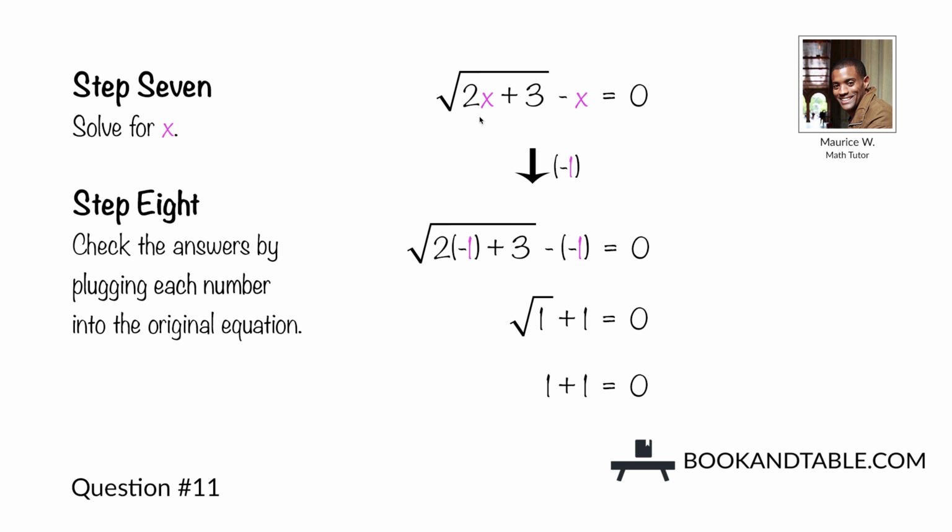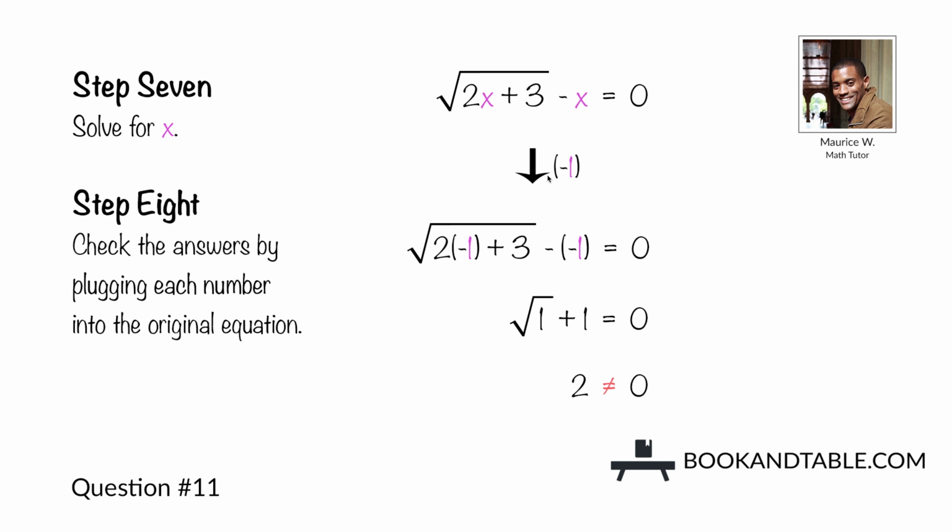The square root of 2x plus 3 minus x is equal to 0. So we'll first test -1 by plugging it into both places where we see x. 2 times -1 is -2. -2 plus 3 is equal to +1. Minus -1 is equal to +1. The square root of 1 is equal to 1. So we wind up with 1 plus 1, which is equal to 2. And that does not equal 0. So that shows that x does not equal -1.